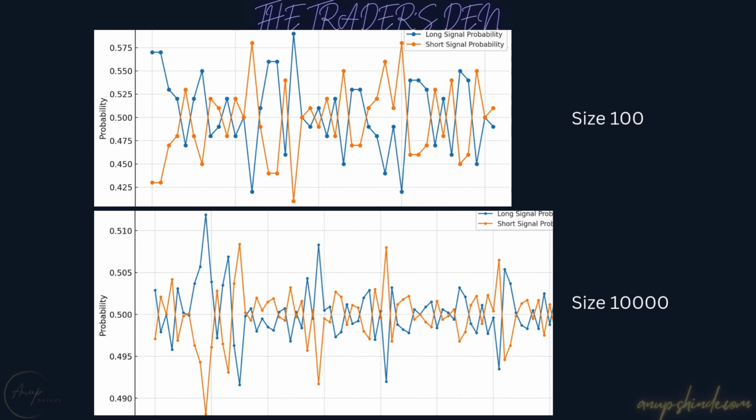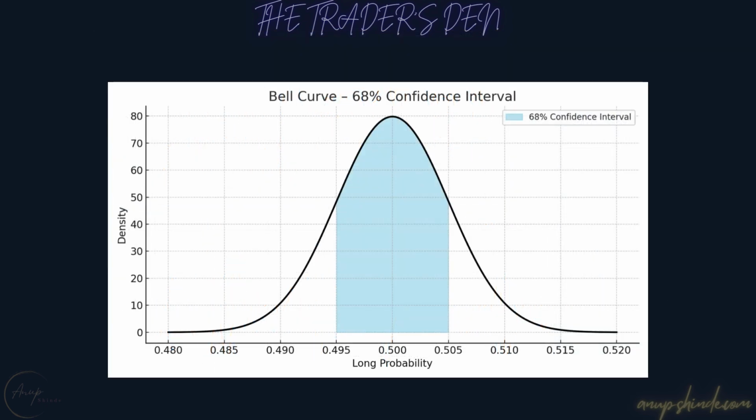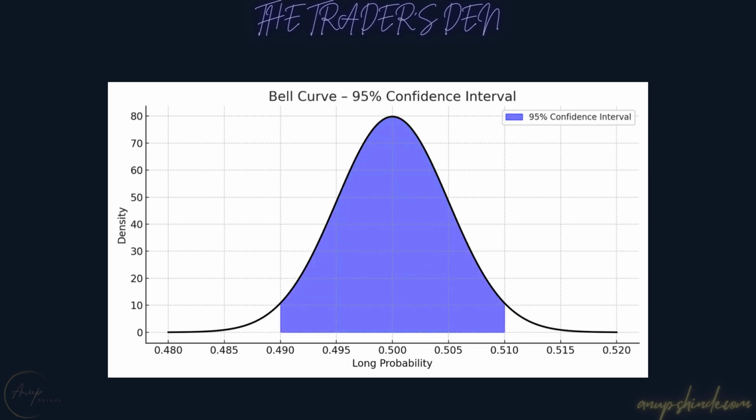Can we filter out the noise and backtest the results on the higher ensembles? When we increase the ensemble size to 10,000, the probabilities cluster tightly around 50%. One standard deviation is just 0.5%. That means 68% of the time, the long probability stays between 49.5 and 50.5. 95% of the time, it's between 49 and 51. And almost all the time, it's within 48.5 to 51.5. This shows us that most of the movement near 50 is just noise.